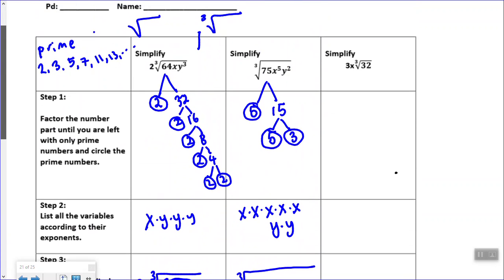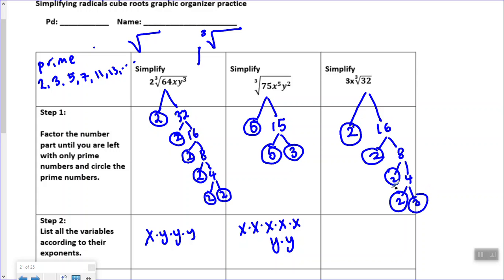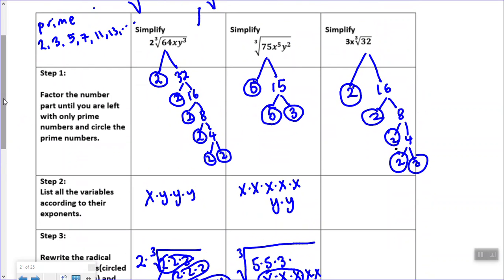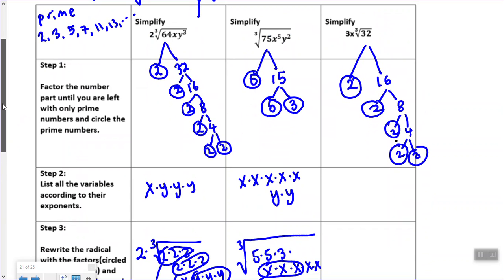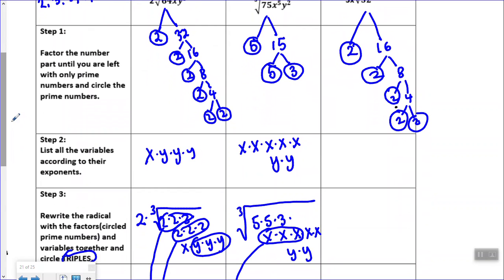And last question. You have to factor 32 inside the cube root. 2 times 16. 16 is 2 times 8. 8 is 2 times 4. 4 is 2 times 2. Circle the prime numbers. And then there is no variable inside the radical symbol, so we can skip step 2, and we are going to go to step 3, rewrite the radical with the circled prime numbers.